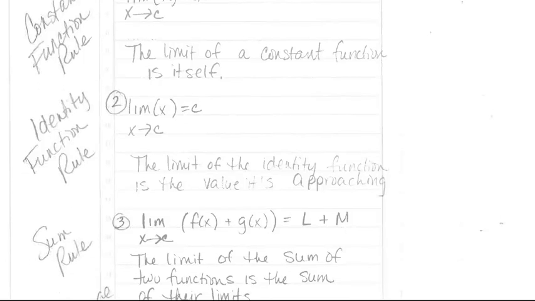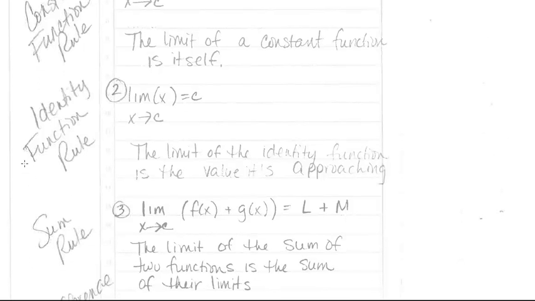If we scroll down and we look at the identity function, so if we have a function like y equals x, the limit as x approaches c is going to be the constant itself. I hope you see the subtle difference between those two. One is going to be the actual constant if the function is the constant. The other is going to be the number it's approaching if it's an identity function. So the limit of the identity function is the value it's approaching.